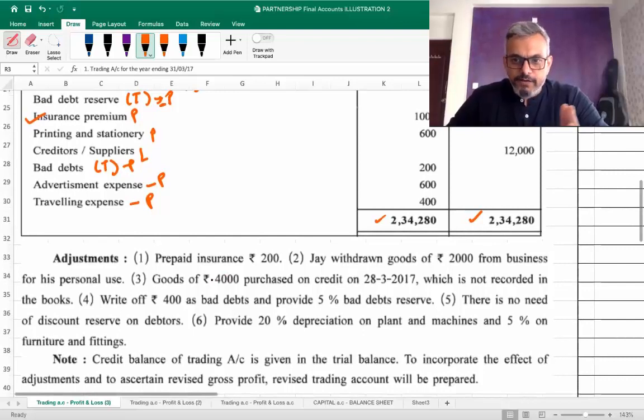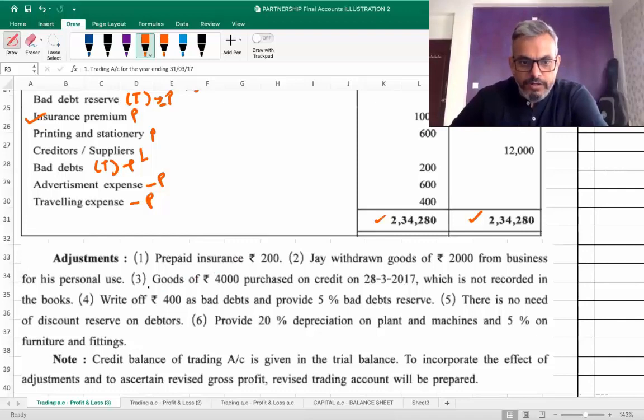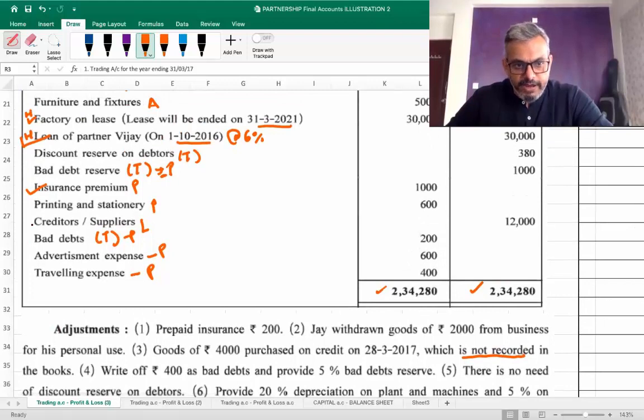One effect, that is deduction from purchase. So if there is purchase, we'll deduct from it. If there is no adjustment for purchase, we will record it on the credit side. Goods withdrawn, we'll see it when we go to the adjustment. Goods of 4,000 purchased on credit on 28/3/2017, which is not recorded in the books. So we have to record it. So again, now we have unrecorded purchase, and its second effect will go to creditors. So tick creditors.